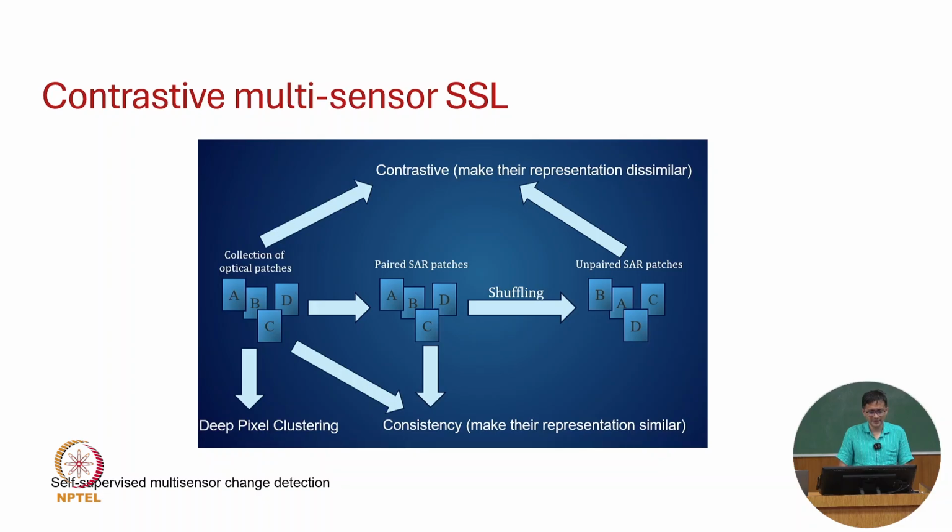So let's say we have this ABCD and we also have the paired SAR patches ABCD, and we just shuffle, and now we have this B here, which doesn't, the B SAR patch doesn't of course pair with the A optical patch, right? So now the task could be to actually make the A optical patch and the A SAR patch, bring them closer in the feature domain, whereas A optical patch and the B SAR patch, right, to push them apart in the feature domain.